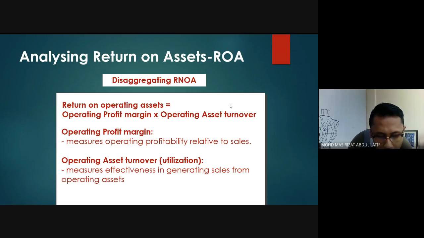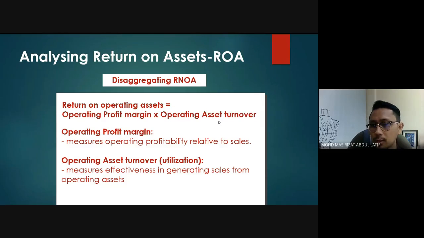Now, let's go to the next line. So we can disaggregate return on net operating asset. We can disaggregate this return into meaningful components relative to sales. So this disaggregation of return on net operating asset is: RNOA equals operating profit margin times operating asset turnover. So ini adalah formula disaggregating RNOA.